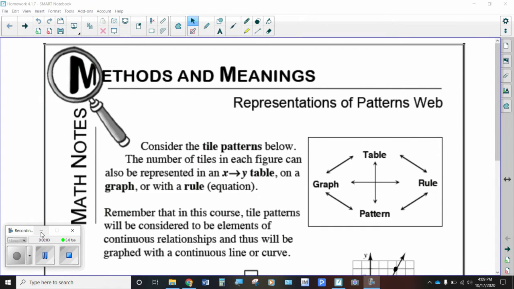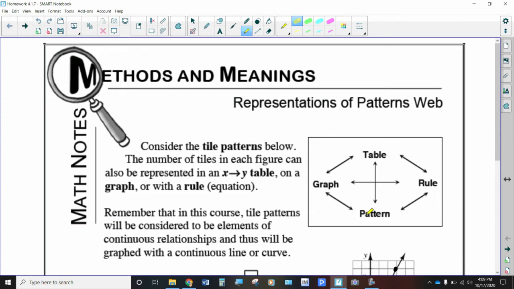Alrighty, let's take a look at our homework for lesson 4.1.7. All right, so the M&Ms for this is getting into your journal officially, the representations of patterns web, which basically just says you can represent a situation in a number of different ways, different representations.